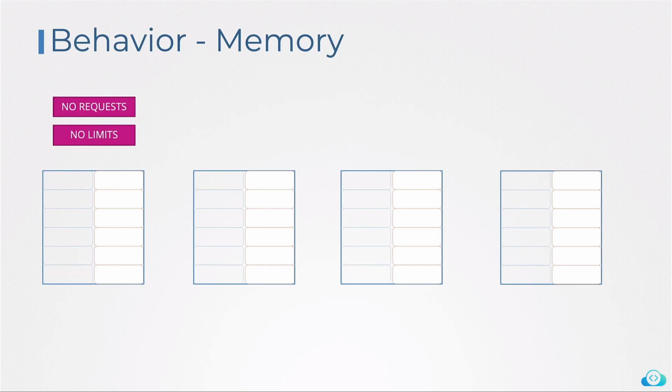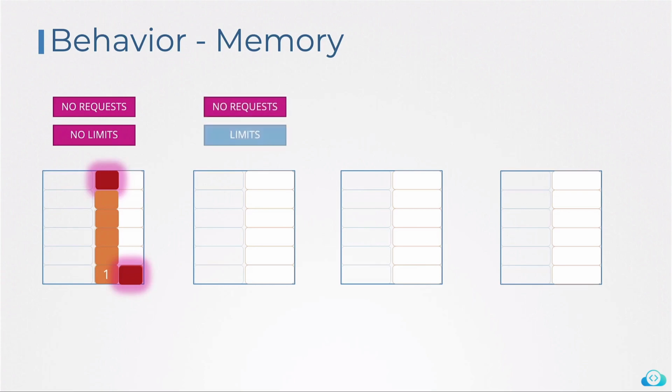If you look at the memory, let's say in the first case there are two pods competing for memory resources on the cluster, and without a request or limit set, one pod can consume all the memory resources on the node and prevent the second pod from getting the required resources. So this is not ideal.